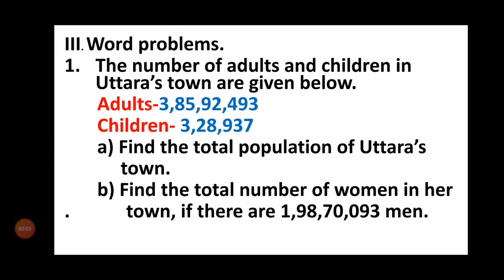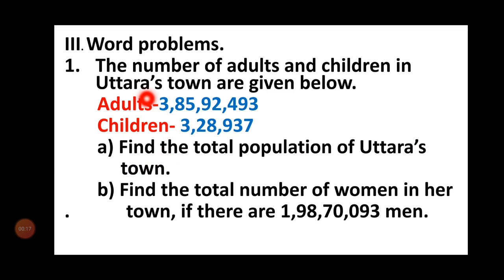Then Roman letter 3, word problems. Number 1. The number of adults and children in Uttara's town are given below. Adults 3,85,92,493. Number of children 3,28,937. So we know the value of adults. Adults means both men and women come under the word adult. So first A, we want to find the total population of Uttara's town.